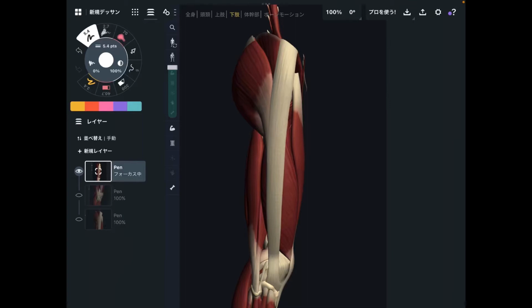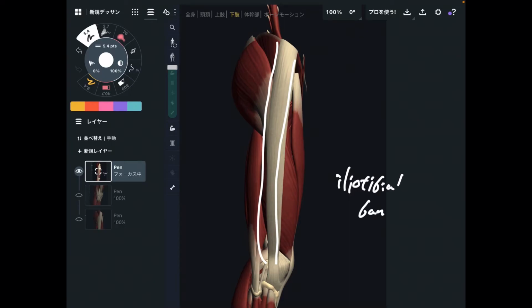In today's video, I am going to explain anatomy of fascia around thigh. I want to focus on this fascia. This is iliotibial band. Iliotibial band, also known as IT band.